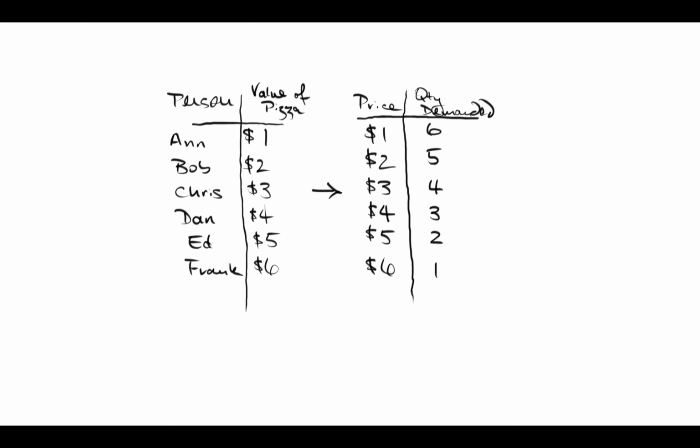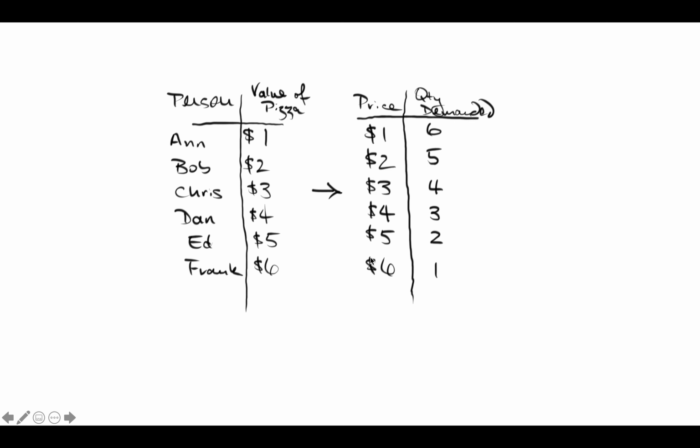pizza at different prices. Let me now define an important term. The quantity demanded of a good at a price is the amount of that good that consumers would be willing and able to purchase at that price. Quantity demanded depends on the price. So looking at these people with their preferences on the left, that will generate the demand on the right.